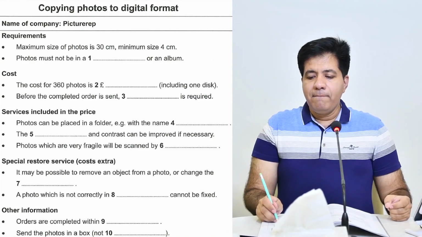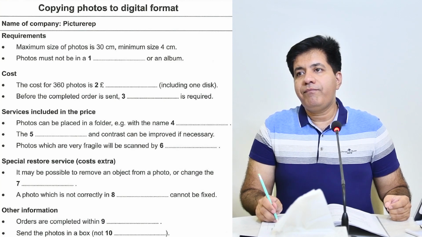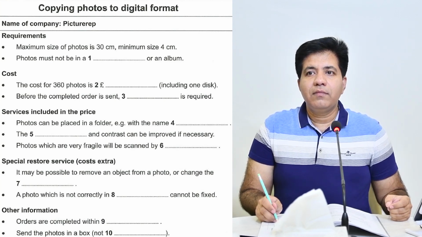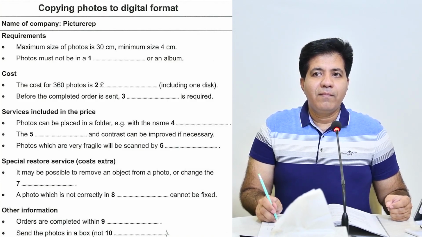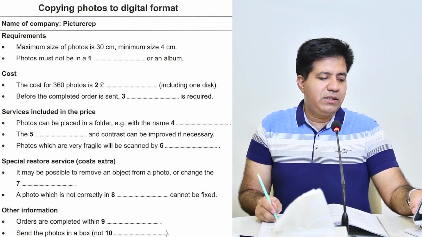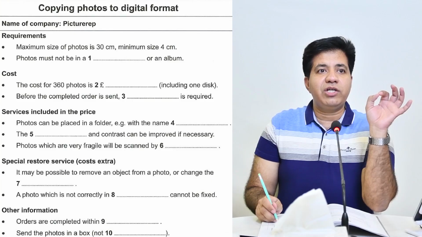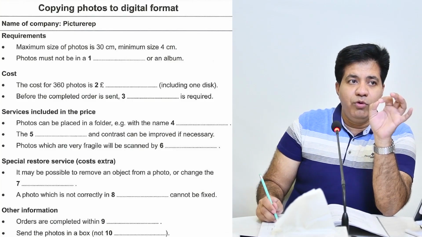And do you do anything besides scan the photos? Like, can you make any improvements? Yes, in the standard service, each photo is checked and we can sometimes touch up the colour a bit or improve the contrast. That can make a big difference. Okay, touch up the color and improve contrast.